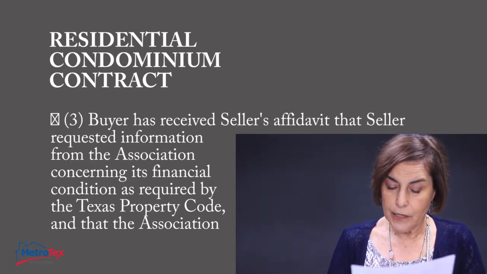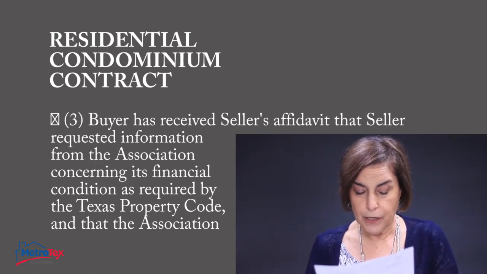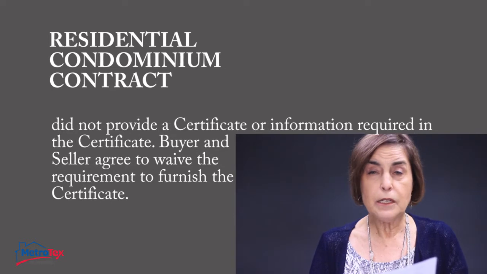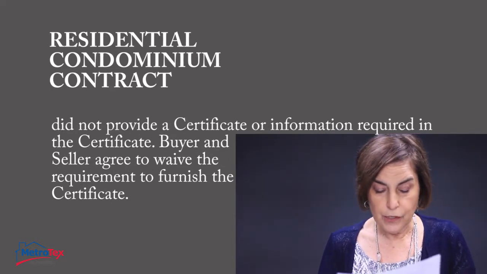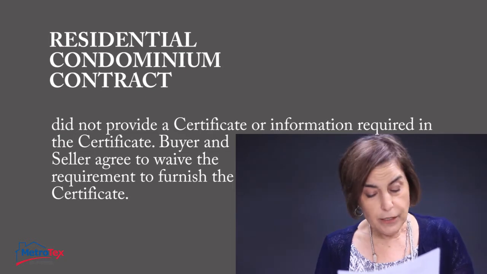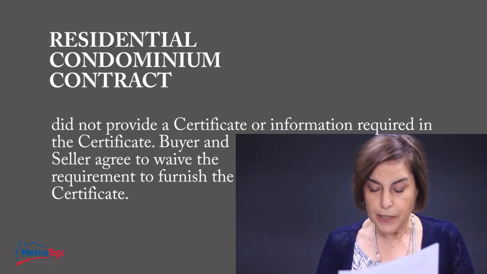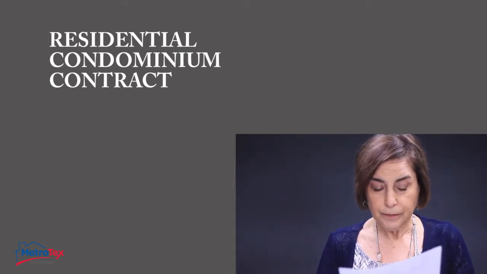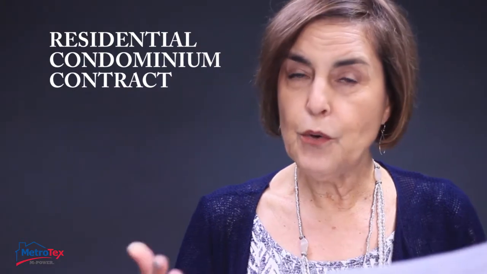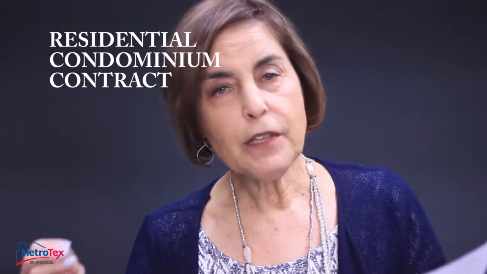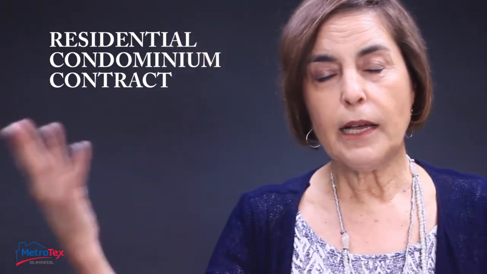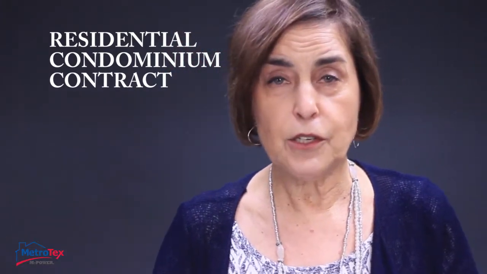3, the buyer receives the seller's affidavit that the seller requested the information from the association concerning its financial condition as required by the Texas Property Code, and that the association did not provide the certificate or information required in the certificate. Buyer and seller agree to waive the requirement to furnish the certificate. So you have to agree as the buyer that you're okay moving forward without having the financial information from your association.